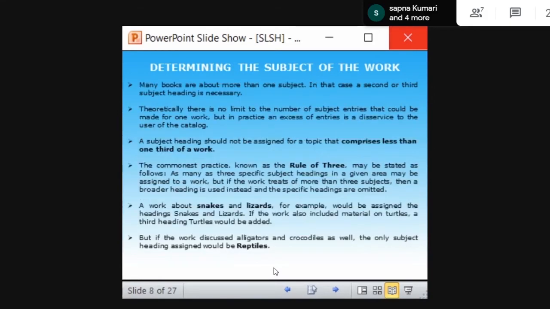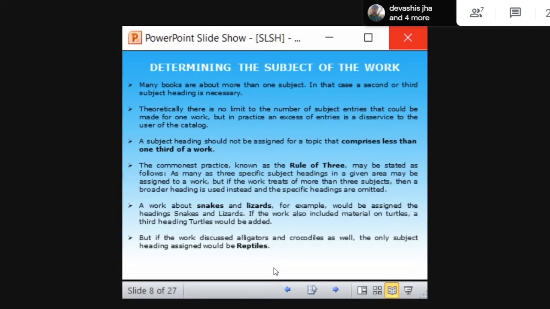Okay, fine. Many books are about more than one subject. That is true actually, right? That means they are interdisciplinary in nature. In that case, you should add more than one heading. A second or third heading might be necessary. So theoretically, there is no limit.